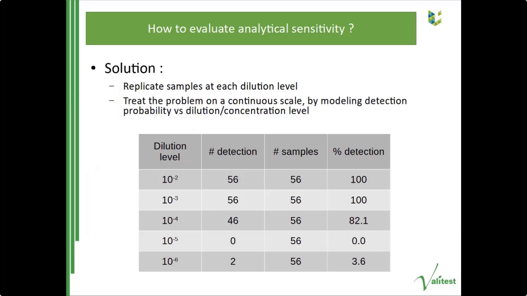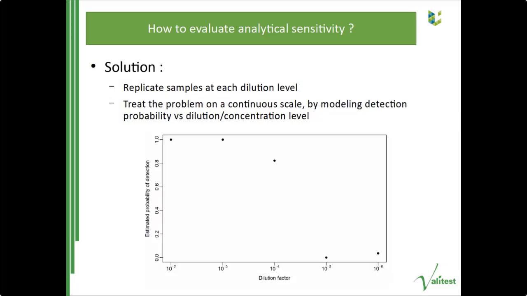As a solution, we propose to replicate samples at each dilution level and treat the problem on a continuous scale by modeling detection probability via dilution or concentration level. Here, we have an example with 5 dilution levels and a fixed number of samples in each level. We record here, for example, detection rates of 100, 100, 82.1, 0, and 3.6%. If we put those results on a graphical representation, we can see that the detection rate dropped rapidly after a dilution level of 10 exponent minus 4.